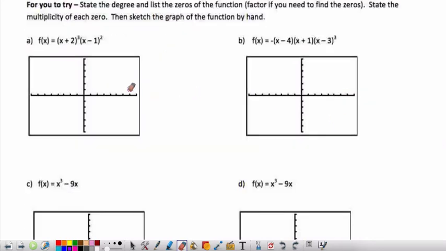Okay, I've left 4 for you to try. We're going to take a look at them in class. 2 are already factored, 2 are not. So you're going to have to practice that factoring.